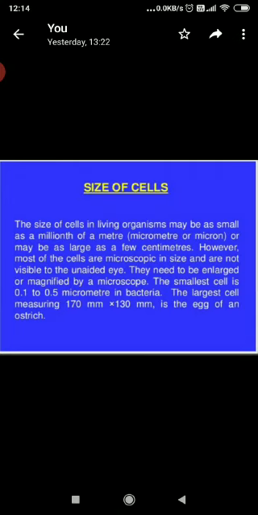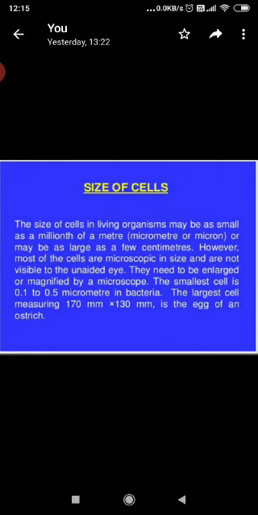So, size of the cell. The cells and their organelles are measured by fractions of a millimeter. 1/1000th of a millimeter is called a micron or micrometer. Most of the cells are microscopic in size and not visible to the naked eye. They need to be enlarged or magnified by a microscope to be seen.